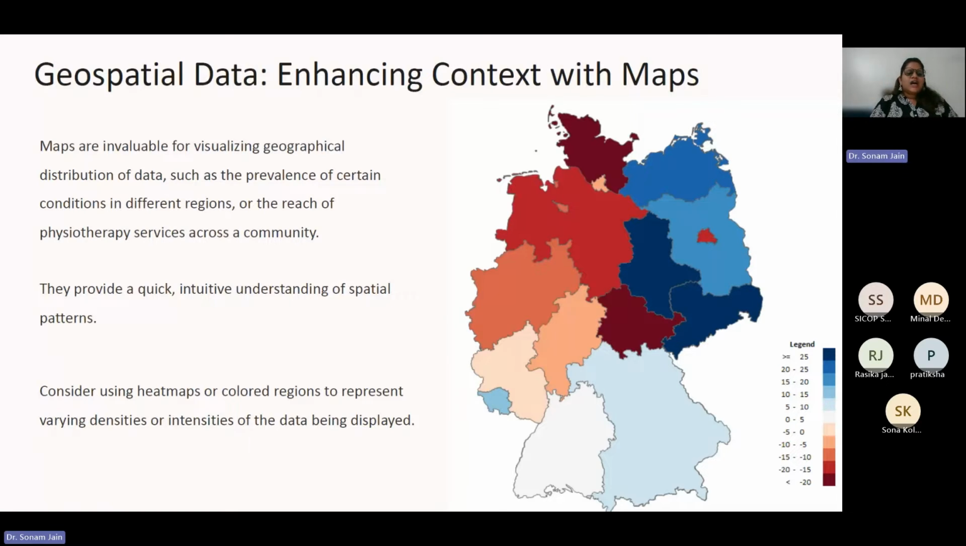So maps are invaluable for visualizing the geographical distribution of data, such as the prevalence of certain diseases in different regions or the reach of physiotherapy services across a community. They provide a very quick, intuitive understanding of spatial patterns. Spatial means how they are distributed geographically.